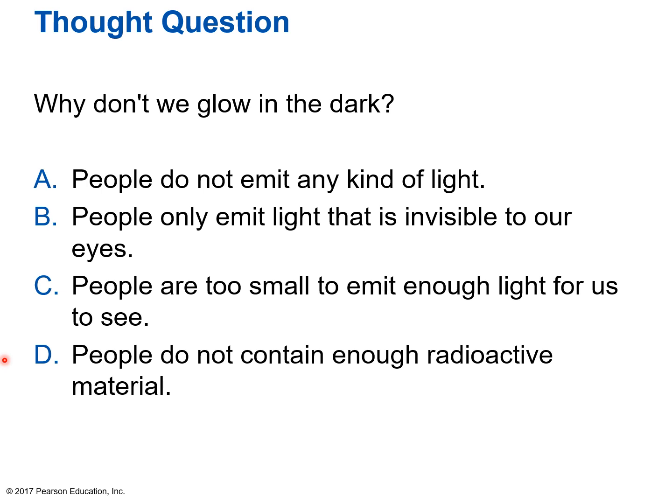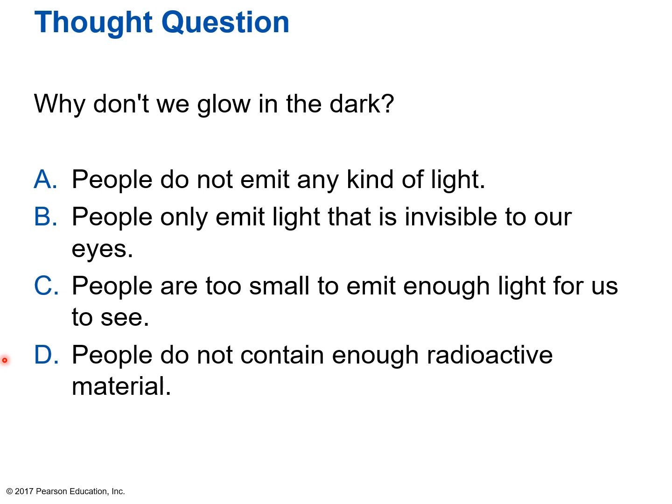So based on what you've learned so far, talking about thermal radiation in this video, why don't we, meaning humans, why don't we glow in the dark? And the possible answers: A, people do not emit any kind of light. B, people only emit light that is invisible to our eyes. C, people are too small to emit enough light for us to see. D, people do not contain enough radioactive material.